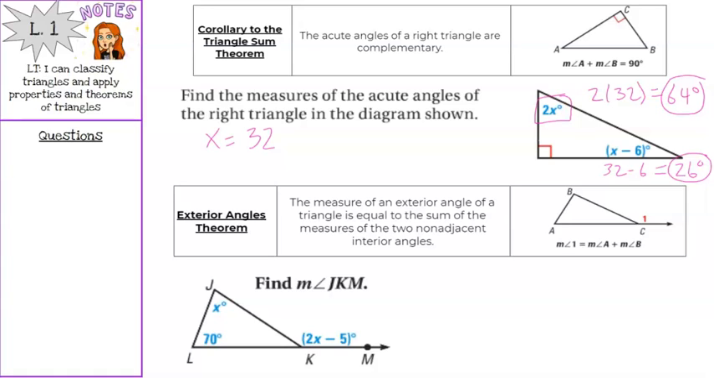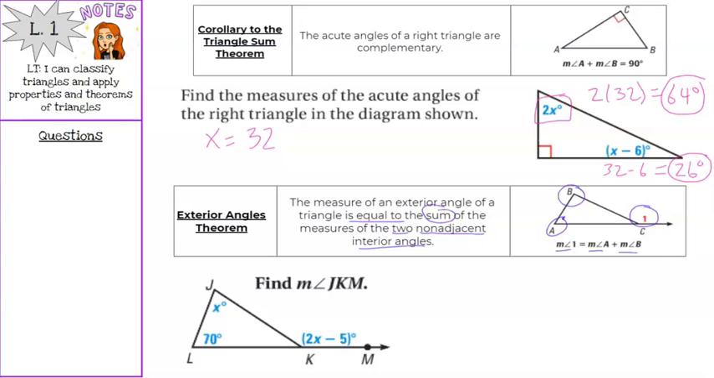The next theorem is the exterior angles theorem. This theorem states the measure of an exterior angle of a triangle, so angle 1, is equal to the sum, so we're adding, of the measures of the two non-adjacent interior angles, or the angles that it doesn't touch. And the two angles that angle 1 does not touch are angles A and B.